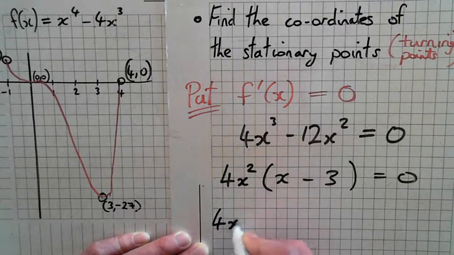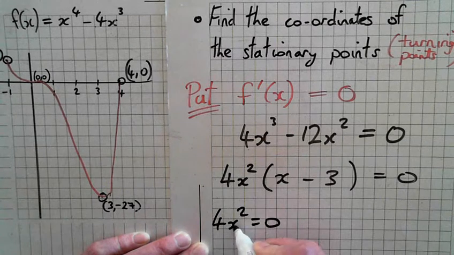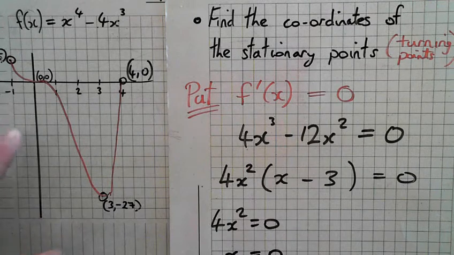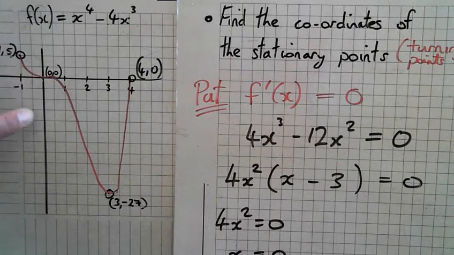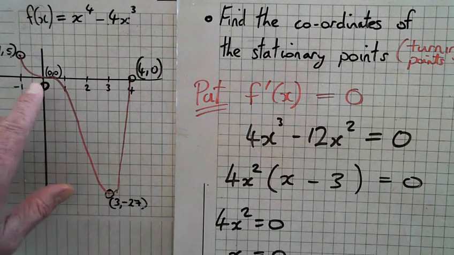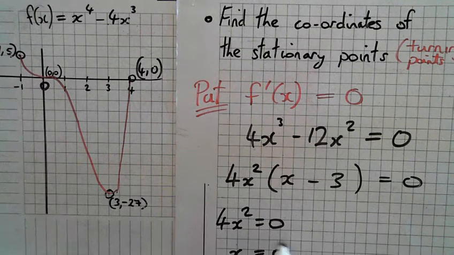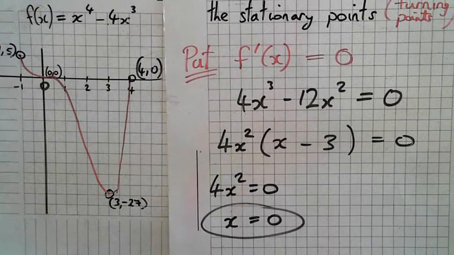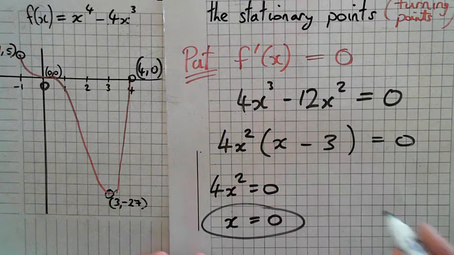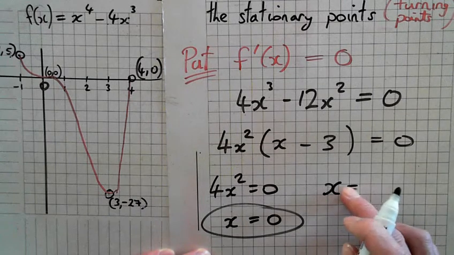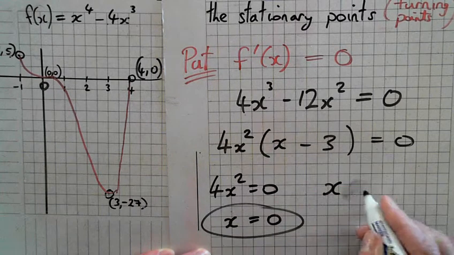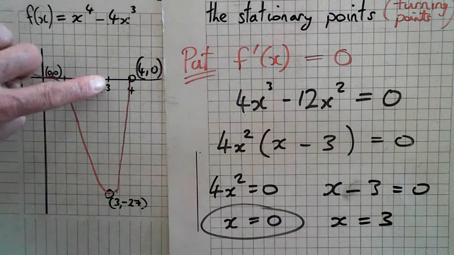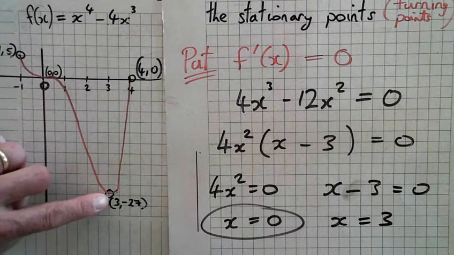Okay. So first of all, you put 4x squared equal to 0. Will anything come of that? X is equal to 0 actually. Okay, so if you look at your graph, there is a turning point at x equal to 0, isn't there? That's the point of inflection. So that's your first stationary point or turning point. And you have x minus 3 equal to 0. X equal to 3. At x equal to 3, that's your other turning point. Alright?